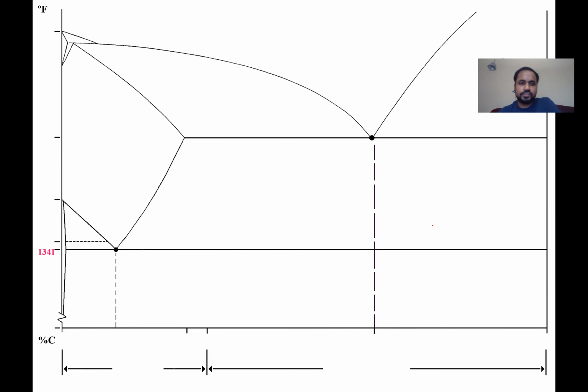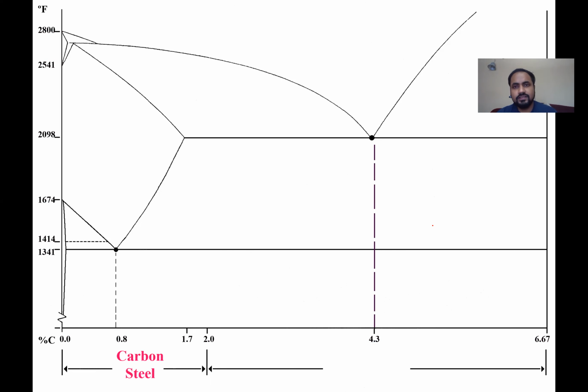You have a temperature 1341. The temperature is in Fahrenheit here. Then there's 1414, that's another important temperature. You have 1674, 2098. Then there's the temperature axis. Then we have some important compositions of carbon on the x-axis.